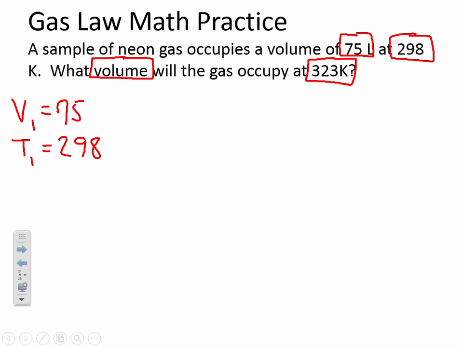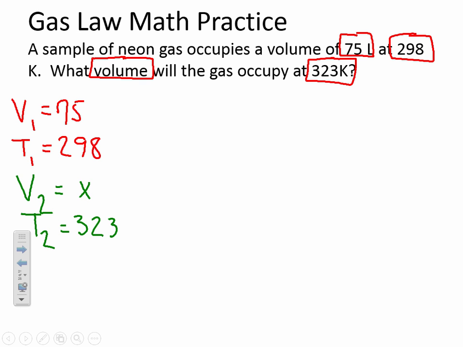Then it asks us what changes. Well, it's asking us to solve for the volume, so we are going to have to solve for volume 2, which we don't know, so we'll put V2 equals x. We're going to solve for x. And the gas is at 323 degrees Kelvin, so T2 equals 323.